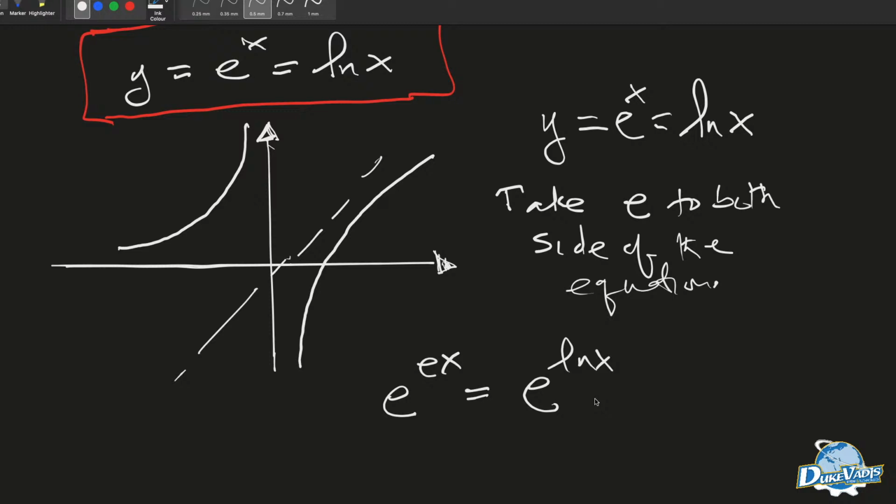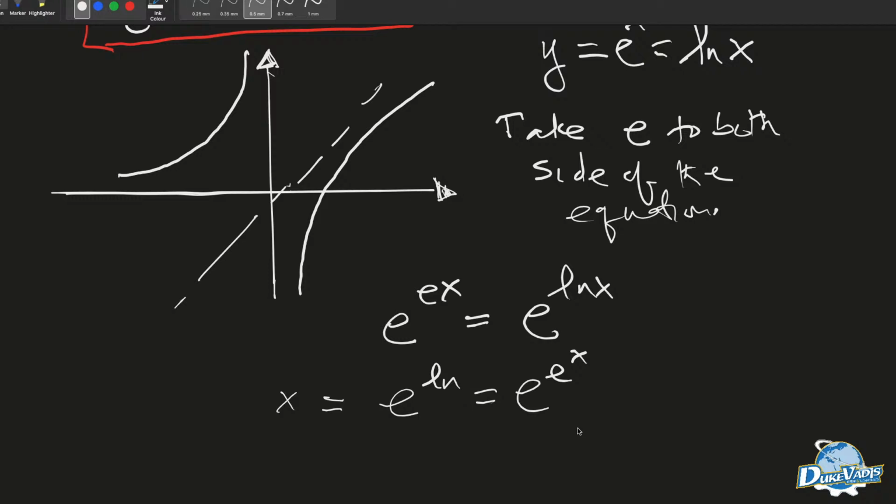So we know that this is equal to x, which equals e raised to the power natural log of x, which is equal to e raised to the power of x. All right.